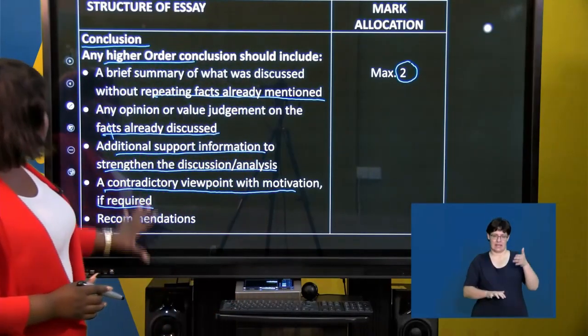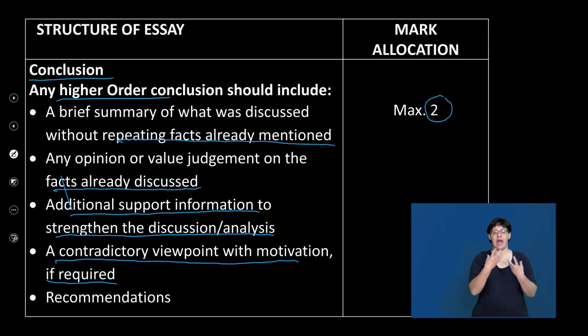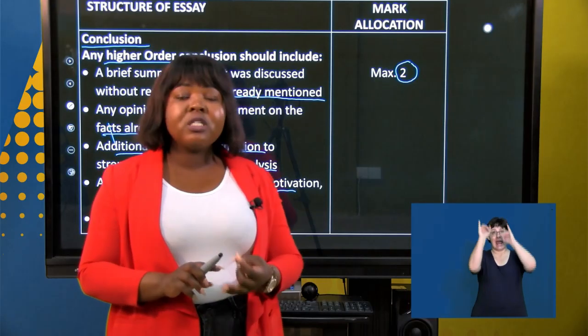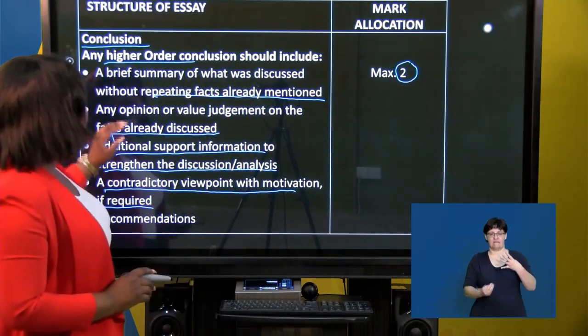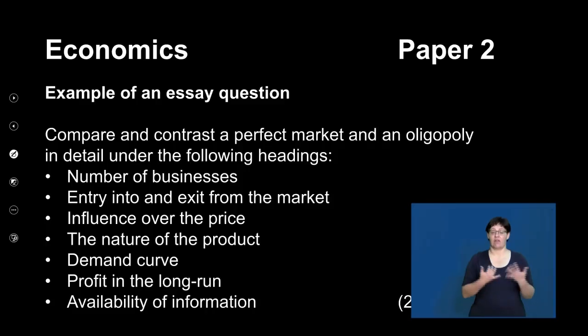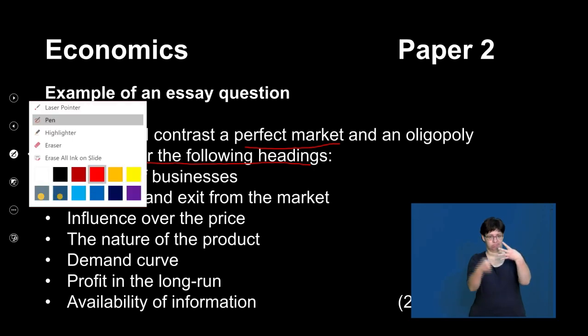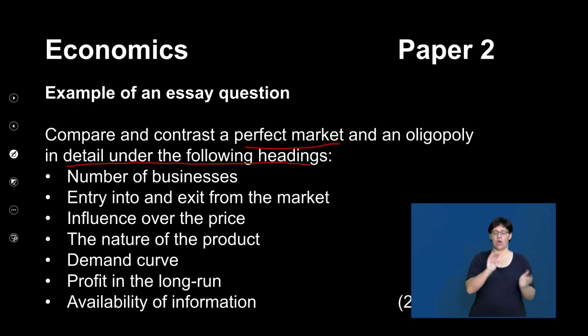So that is your essay. Remember, we have our introduction, our main body, our additional part, and finally our conclusion. Let's look at an example, boys and girls, of a question that you can find in your paper 2 for the essay. It says, compare and contrast a perfect market and an oligopoly in detail under the following headings.